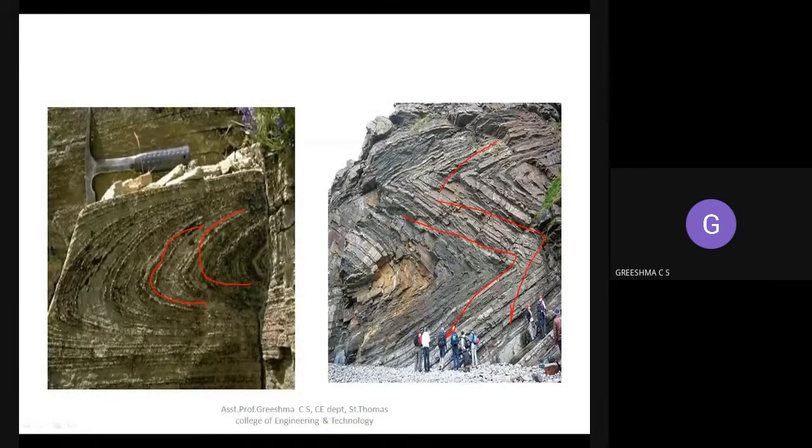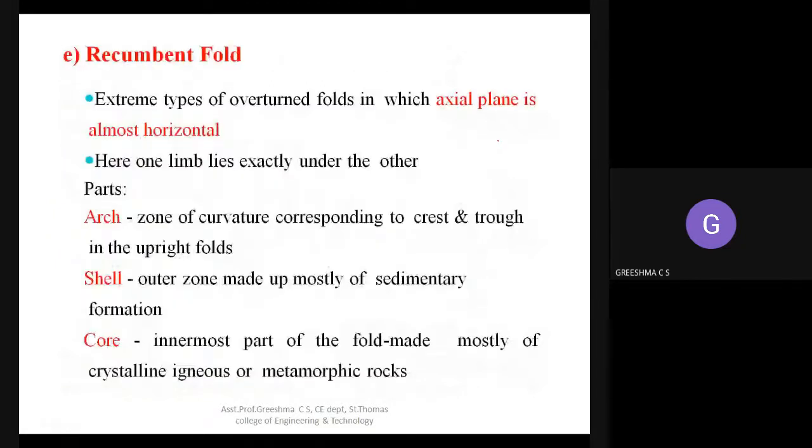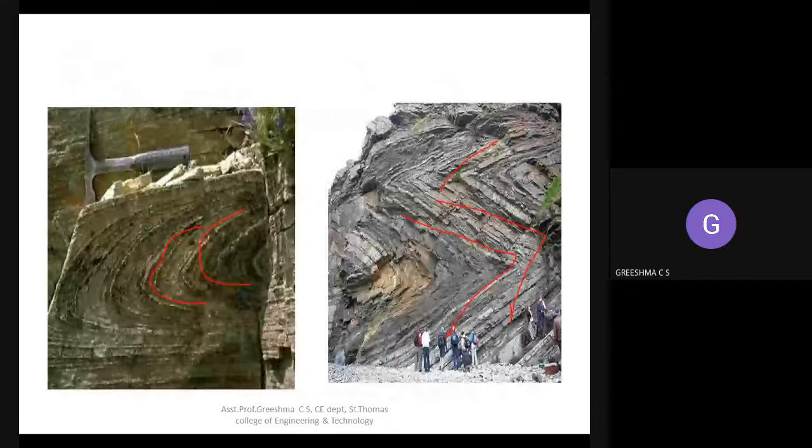What a recumbent fold means here is the extreme type of overturned folds in which axial planes are almost horizontal. So recumbent folds are a type of overturned fold but their axial plane will be horizontal. You can see here this is the axial plane, which is horizontal. So these are a type of overturned fold whose axial plane is vertical. See here this is the axial plane, and this axial plane is vertical.